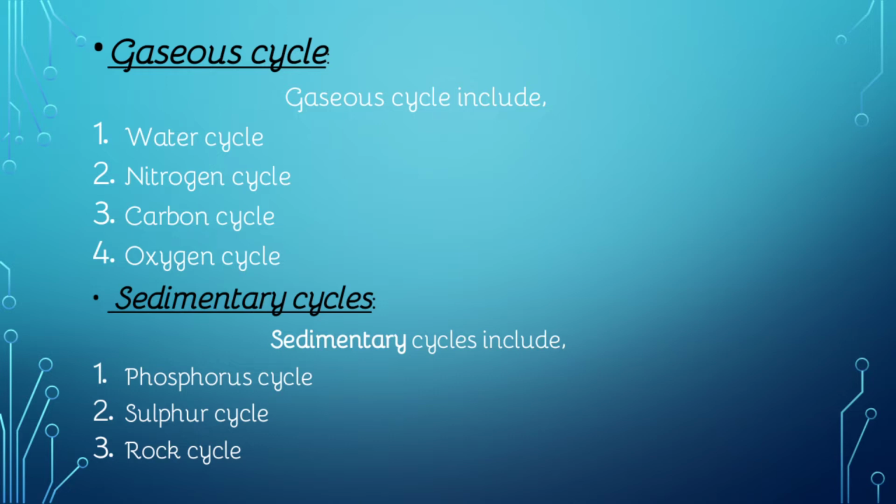The second is sedimentary cycle. The sedimentary cycle includes the leaching of minerals and salt from the earth's crust, which settle as sediments or rock before the cycle repeats. Important sedimentary cycles are phosphorus, sulfur, and rock cycle.